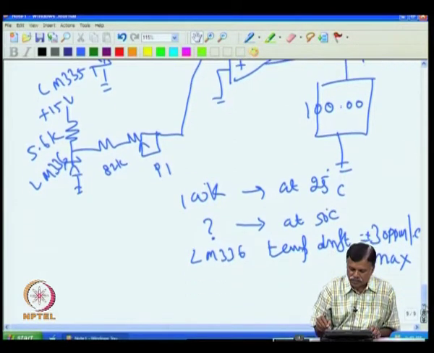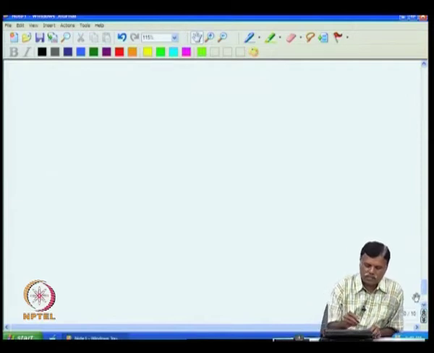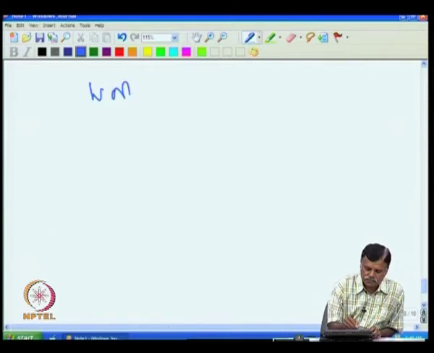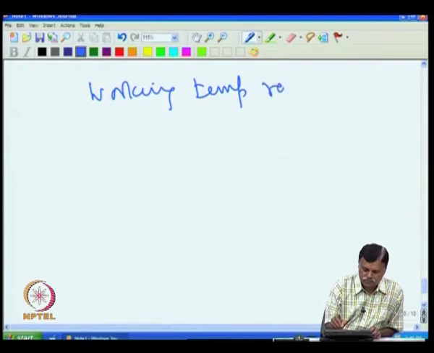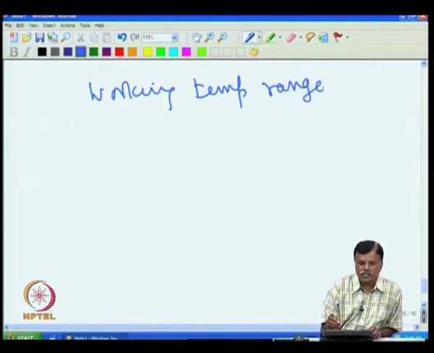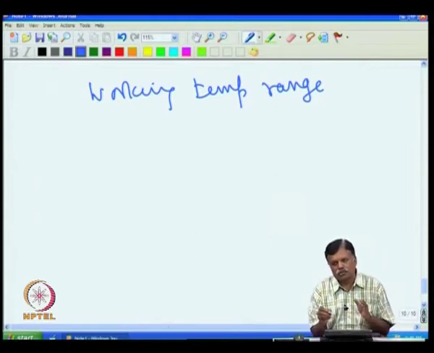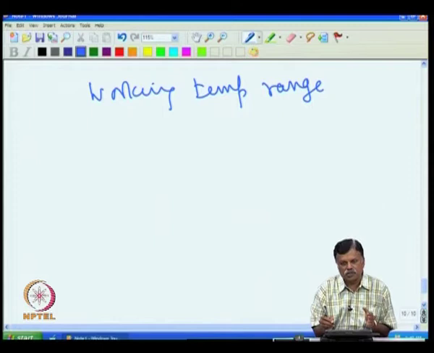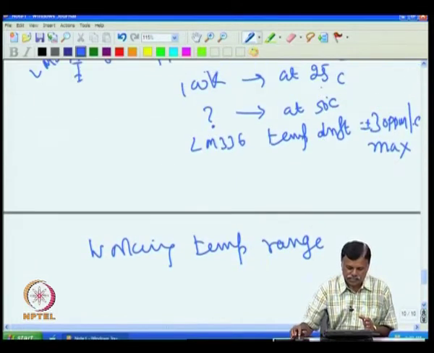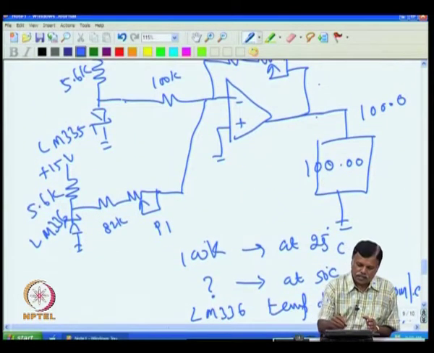Now, we have to find what the working temperature range is. So, we have to decide on the working temperature range. In the sense, this temperature indicator will be kept in the room or wherever it is going to be used, and then we will have the sensor, and this sensor of course will be kept in the oven or wherever the temperature is to be measured.